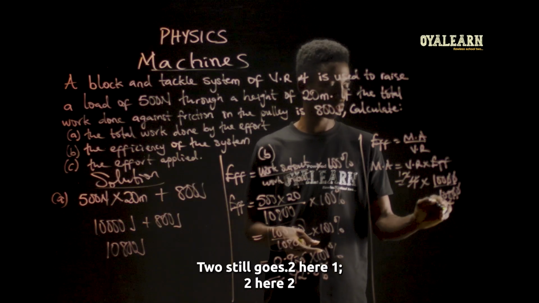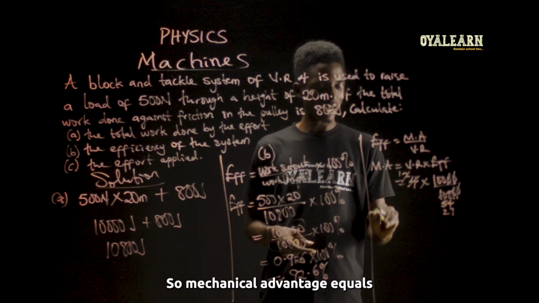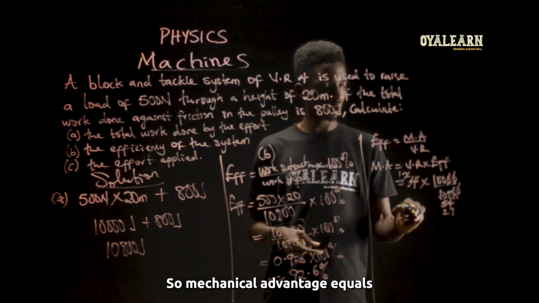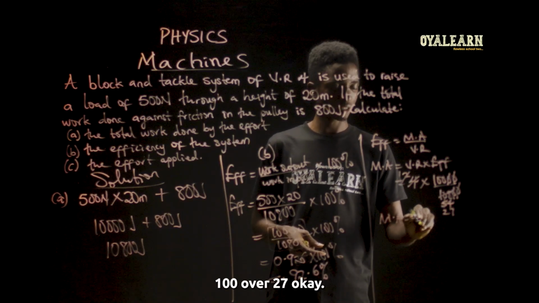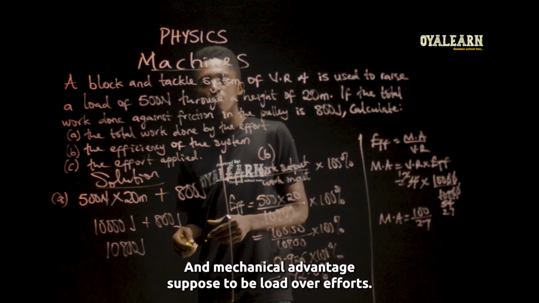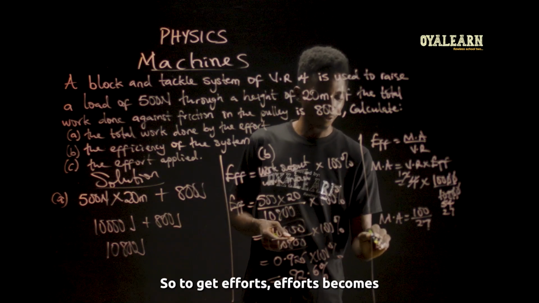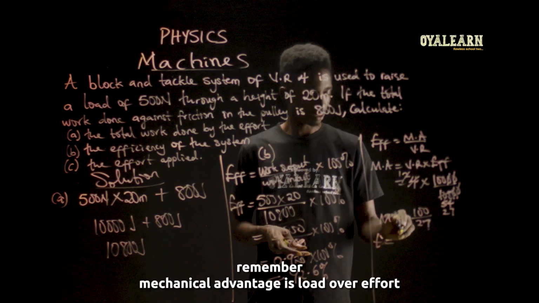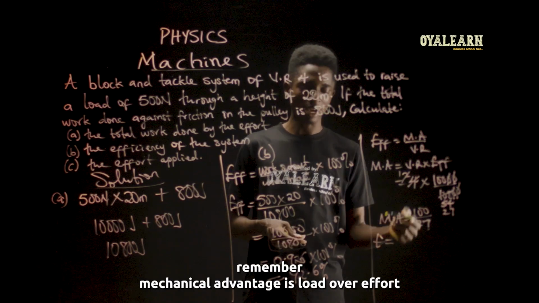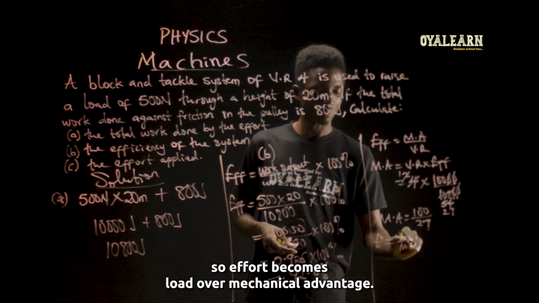Here 1, 2 here 2. Here that's 7, 27. So mechanical advantage equals 100 over 27. Okay? And mechanical advantage is supposed to be load over effort. So to get effort, remember, mechanical advantage is load over effort. So effort becomes load over mechanical advantage.